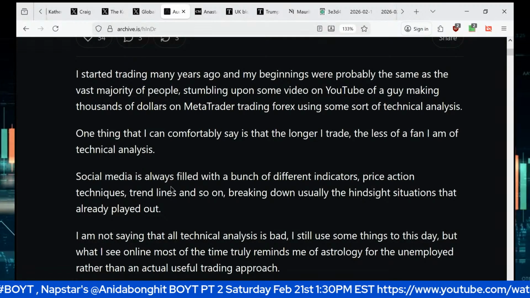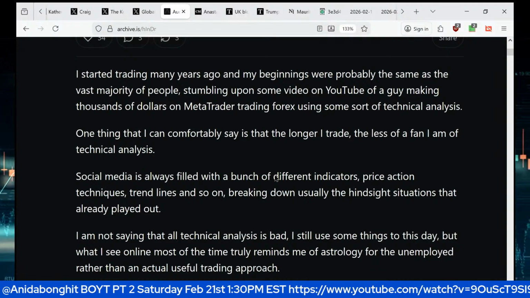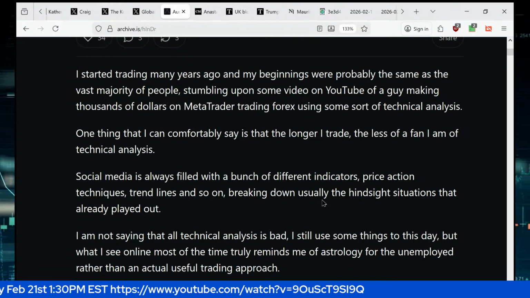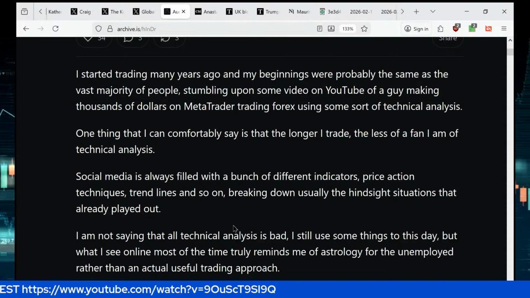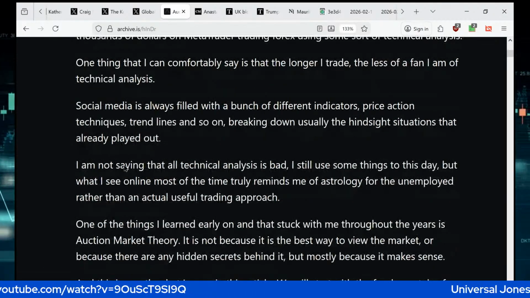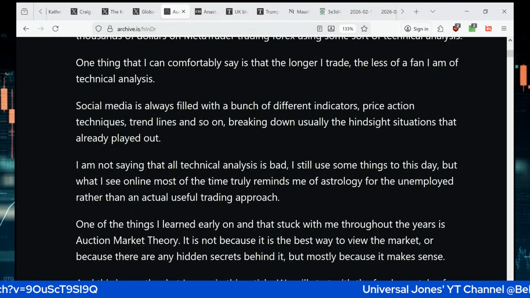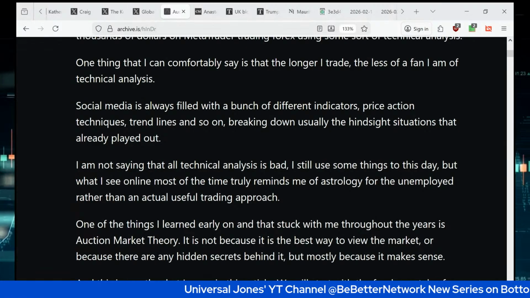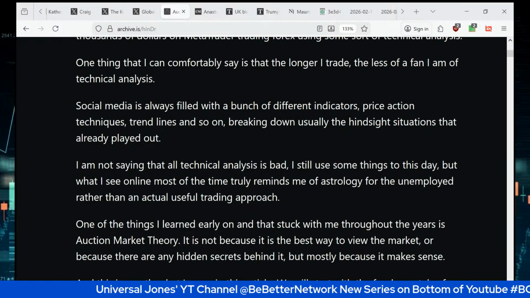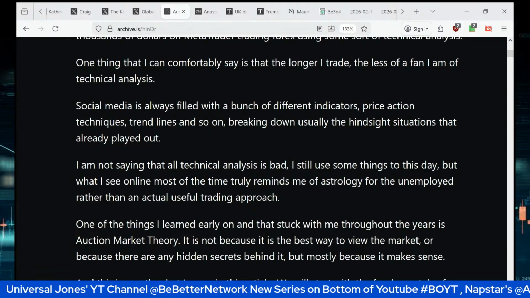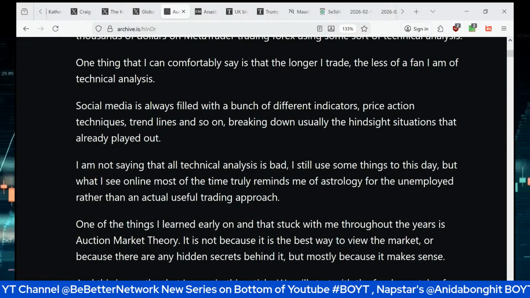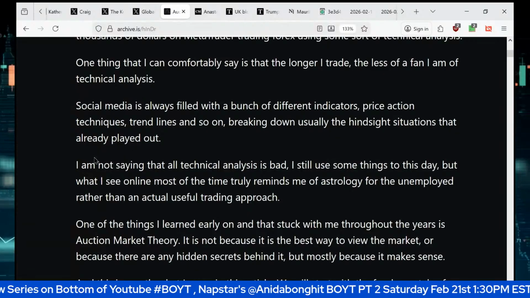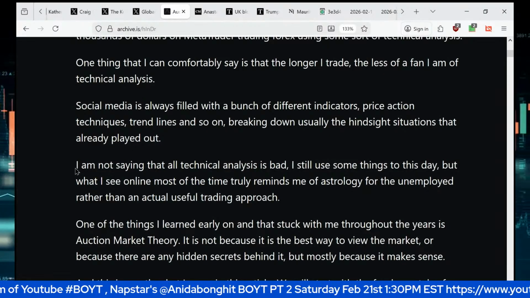Social media is always filled with a bunch of different indicators, right? Like I said, price action techniques, trend lines, and so on, usually breaking down hindsight situations that already played out. One of those hindsight situations is, oh, the death cross. Wow, I see a death cross. This moving average goes below this. By the time you short a death cross, it's too late. It's probably where it's going to bounce. So that's why I said it's nonsense. It's useless. It gives you no edge.